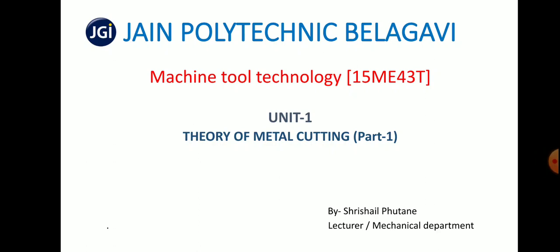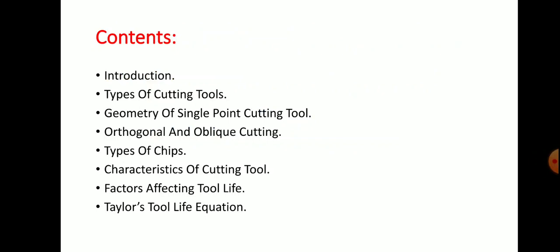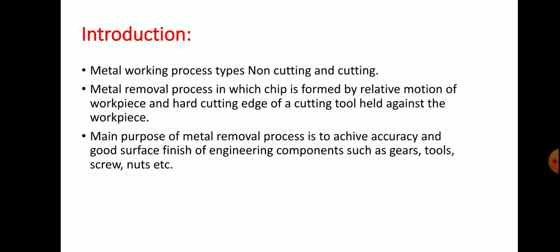So now we'll start with Unit 1, that is Theory of Metal Cutting, Part 1. These are the contents that I am going to cover in this topic: Introduction, Types of Cutting Tools, Geometry of Single Point Cutting Tool, Orthogonal and Oblique Cutting, Types of Chips, Characteristics of Cutting Tool, Factors affecting tool life, and Taylor's tool life equation. Now let us go through this one by one.